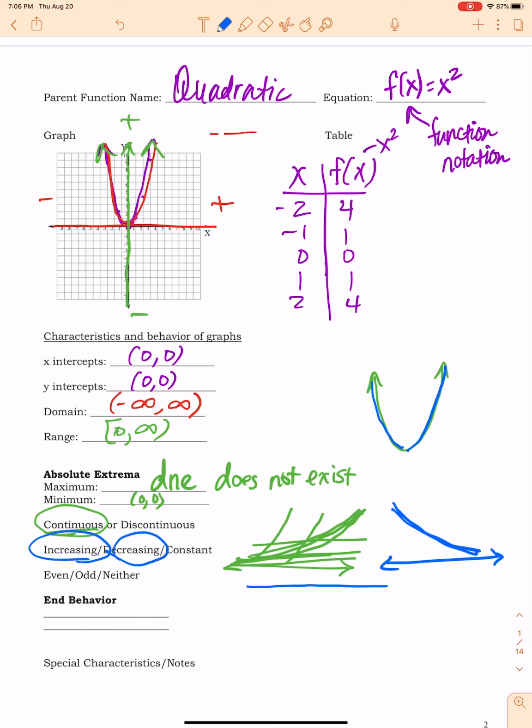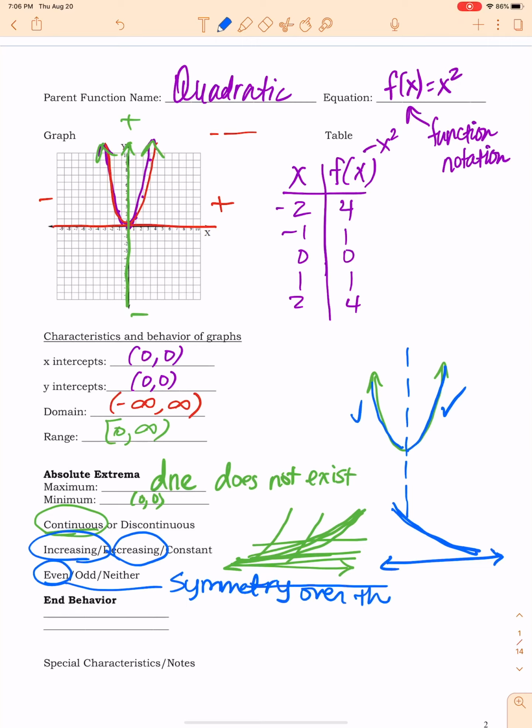All right, even and odd and neither, that has to do with symmetry. Notice that my parabola is the same on this side and this side. So that means it's even. That means it's got symmetry over the y-axis. These notes are messy. Sorry, kids. And then, of course, we're going to talk about end behavior.